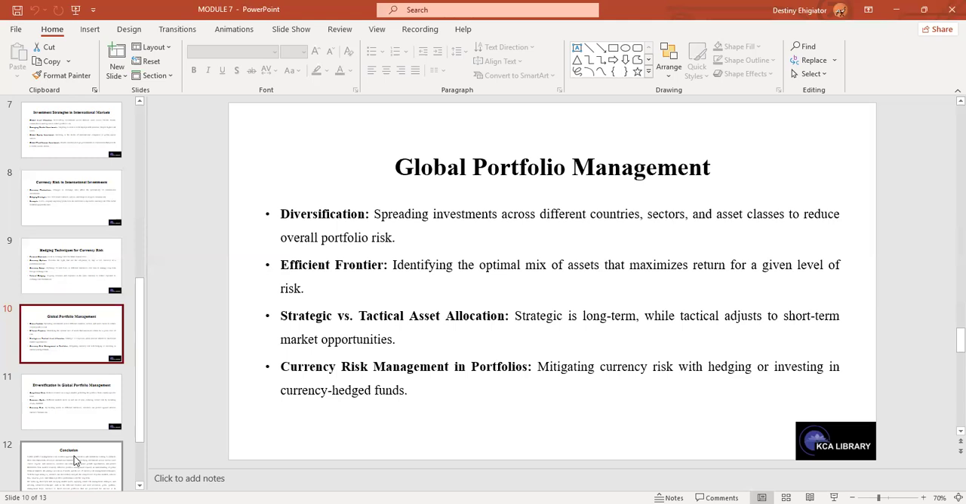Then we have strategic versus tactical asset allocation. Strategic is long-term, while tactical adjusts to short-term market opportunities. Let's look at currency risk management in portfolios. This is mitigating currency risk with hedging or investing in currency hedge funds.